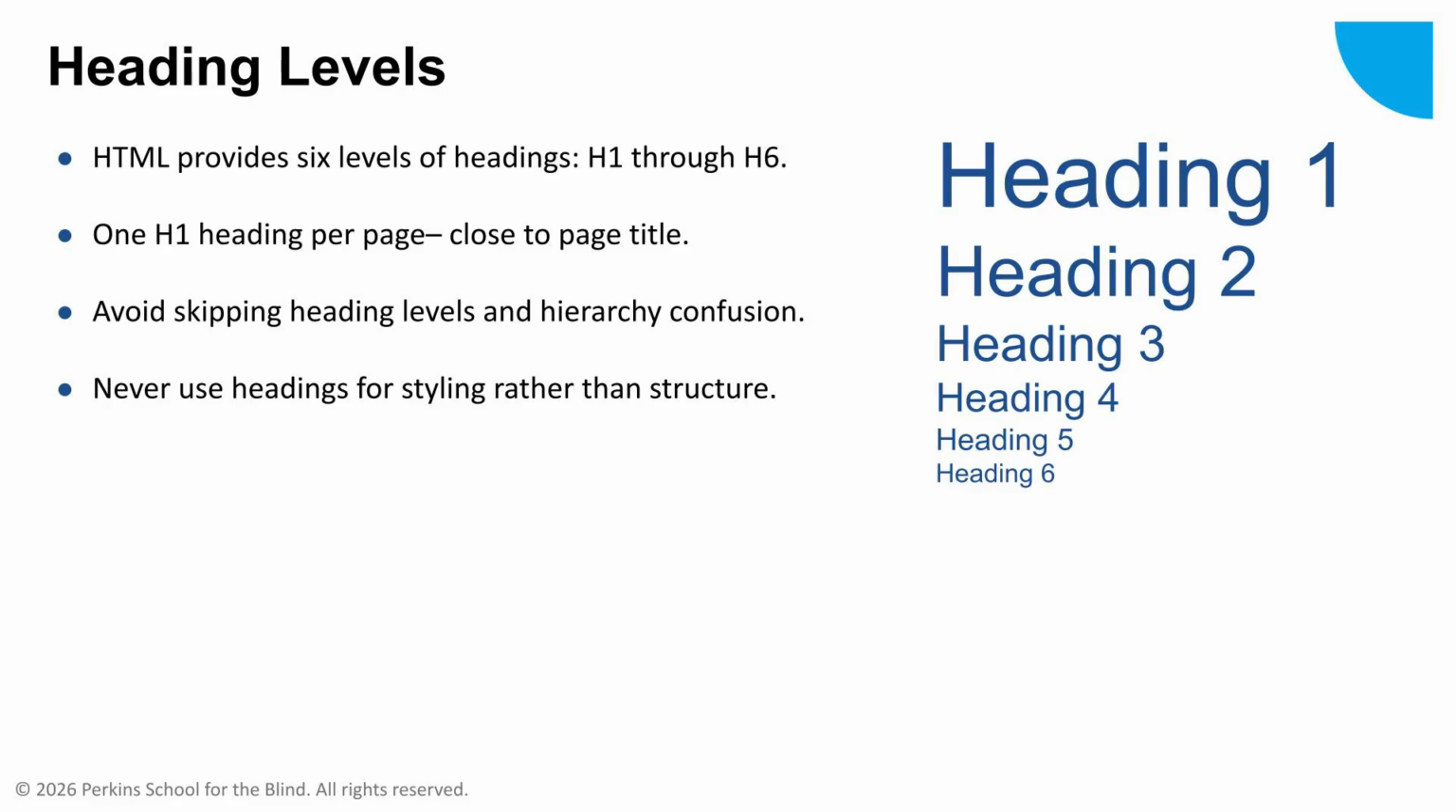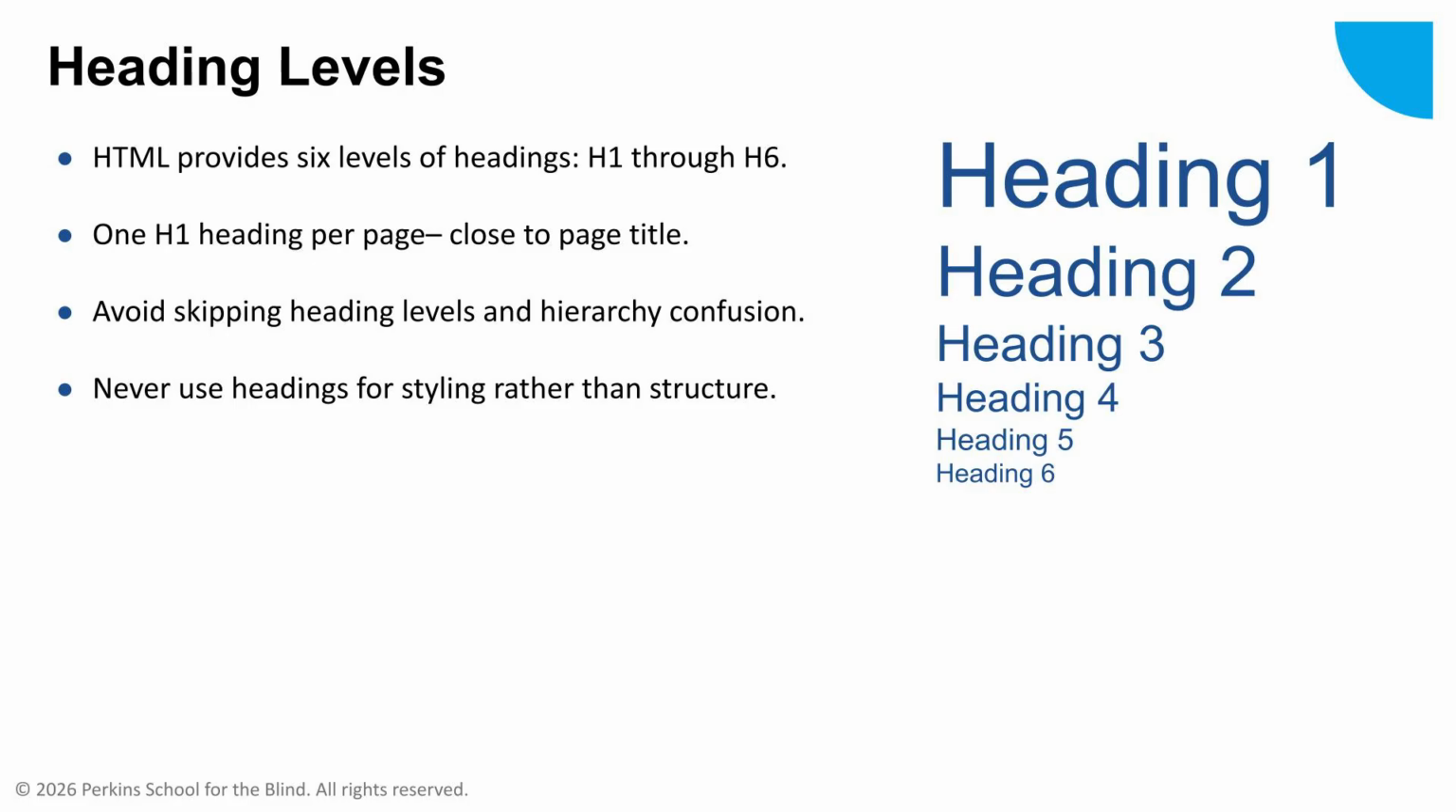Let me give you an analogy. Think about an outline for a research paper. You have a title at the top. That's your H1. Then you have your main points, Roman numerals 1, 2, 3. Those are your H2s. Under each main point, you might have subpoints labeled A, B, C. Those are your H3s. And under those, you might have further details labeled with numbers 1, 2, 3. Those are your H4s. You wouldn't skip from a Roman numeral 1 directly to a number without having a capital letter in between. The same logic applies to headings.